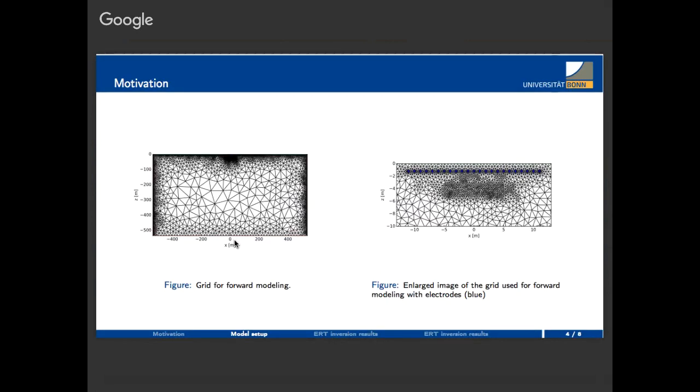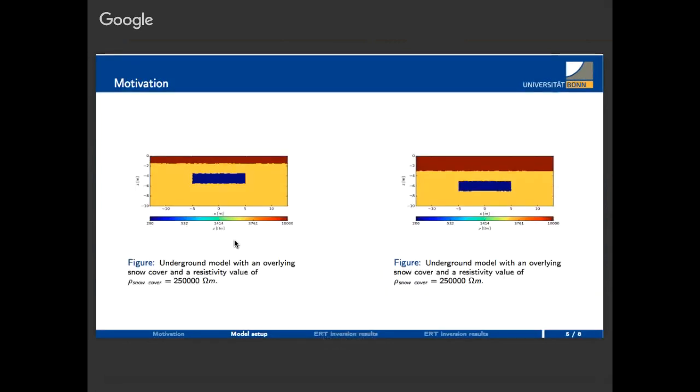I just wanted to say that the grid is actually quite large. It's from 500 meters to 500 meters because I wanted to minimize the boundary effects. This is what the forward grid actually looks like, and on the right-hand side you see the grid with the electrodes. This is how the inversion would look if everything were perfect. This is the inverted underground model, how it should look.